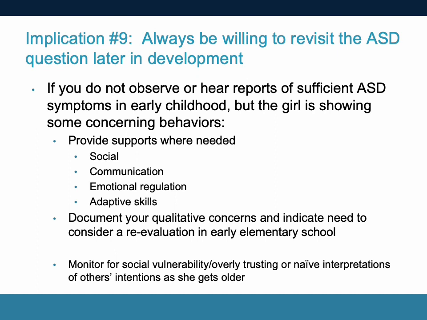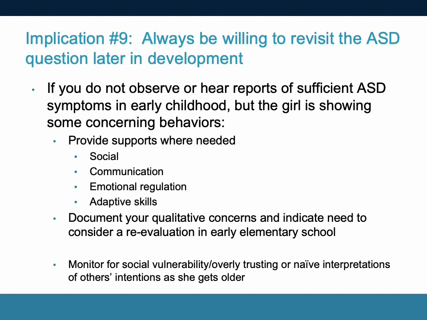And then the last implication I'd like to share today before turning it over to Kendall for her perspective is that I believe we always need to be willing to revisit the question of whether or not this child has ASD later in development. It is quite possible with our current tools and abilities that you will evaluate a 2-year-old girl and you'll hear some things that make you wonder if it's autism, but you haven't gathered enough evidence to make the call. That is a very real phenomenon.